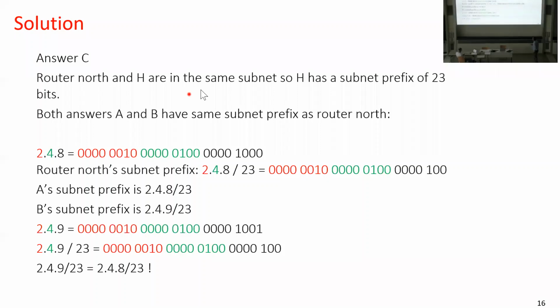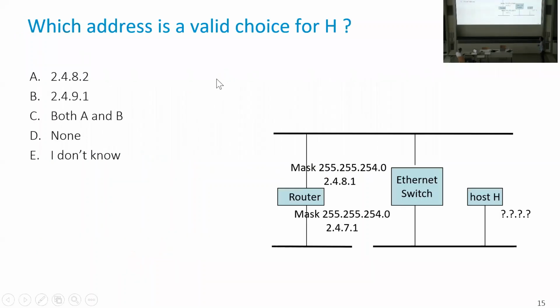So first, the first trick is to see that the host H must be in the same subnet as this interface of the router. So this and that are in the same subnet, so they should have the same subnet prefix. The prefix is the first 23 bits of this. So 24.8 have the same 24 bits. So that's a valid answer. A is a valid answer, certainly.